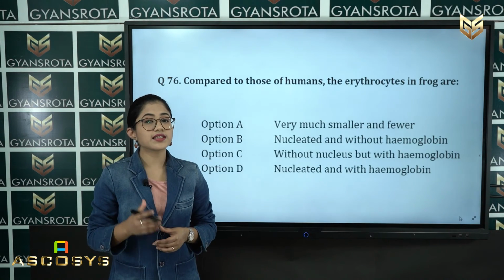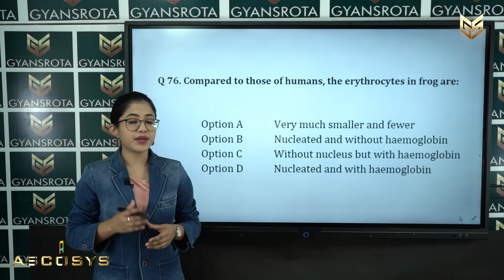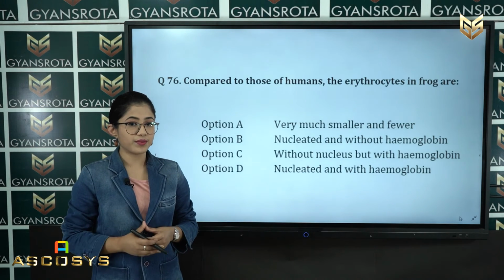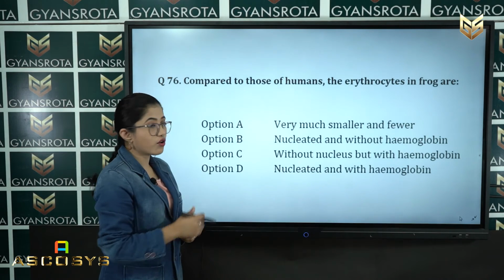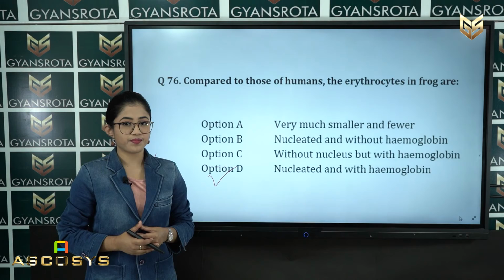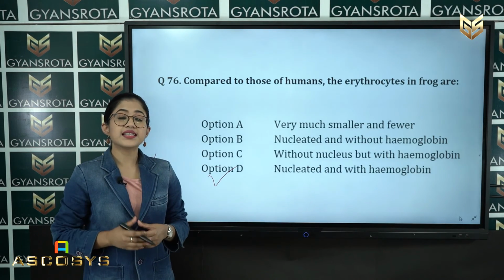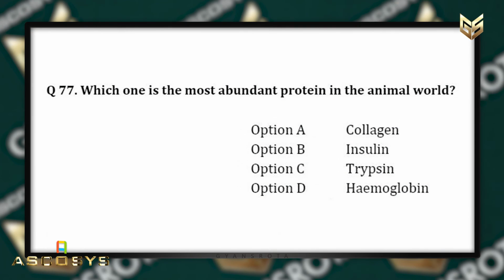So, the red blood cells in frogs are nucleated and they contain a red pigment which is called hemoglobin. So, from these four options, option D is the correct answer for this question, that is nucleated and with hemoglobin. Now, let us see the next question, that is question number 77.